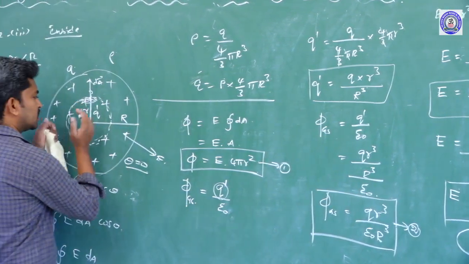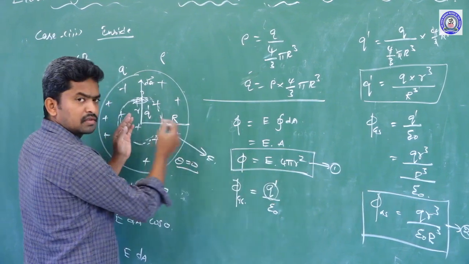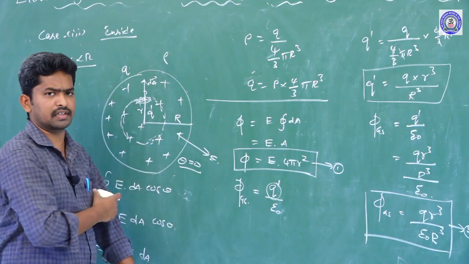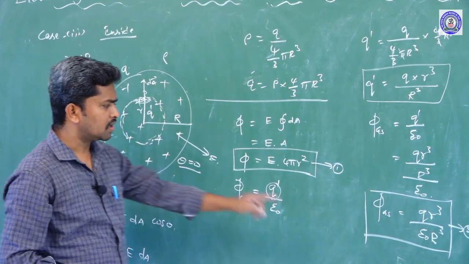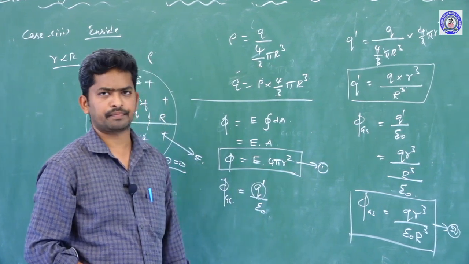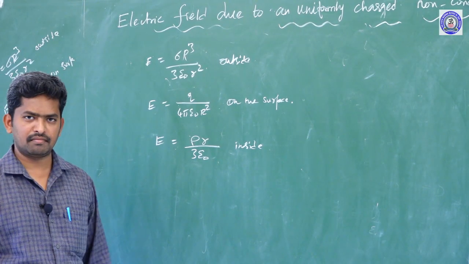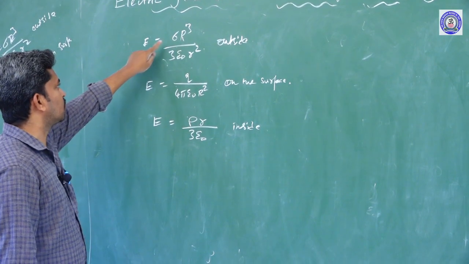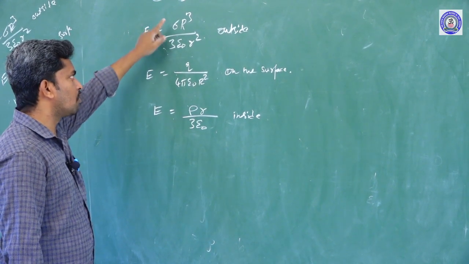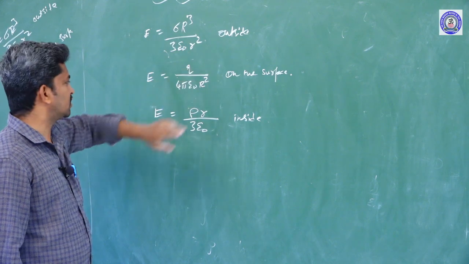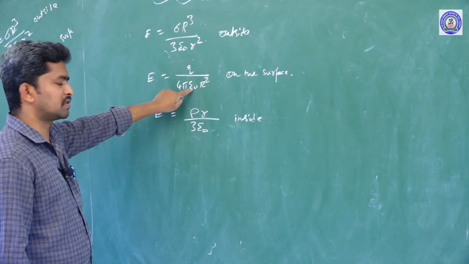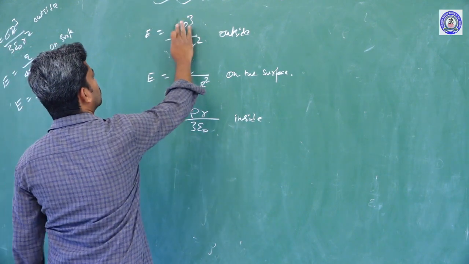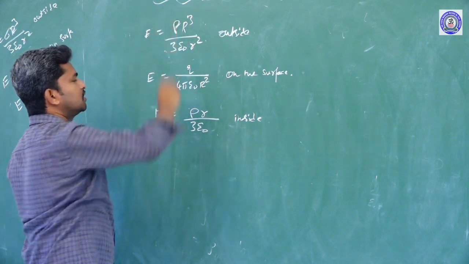Consider the r value increases. If E is directly proportional to r, so if the r value increases, the electric field also increases inside of the sphere. It is a very important result. E is directly proportional to r. So, for the electric field due to a uniformly charged non-conducting sphere, outside, E is equal to rho r cube divided by 3 epsilon naught r square, which is equal to q divided by 4 pi epsilon naught r square. On the surface, it is rho r divided by 3 epsilon naught. Most of the time, sigma or rho will be taken as charge density.